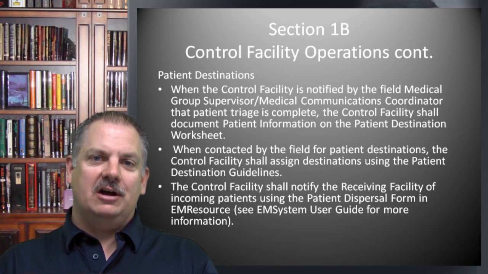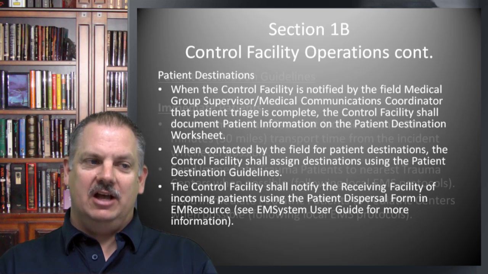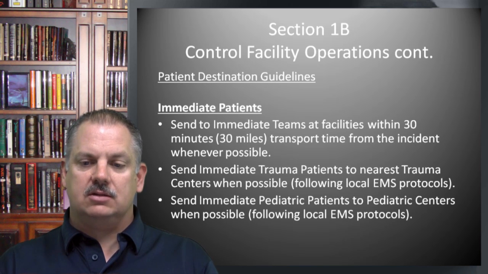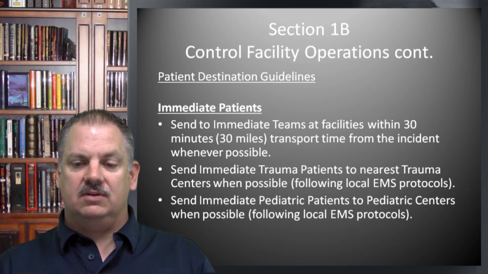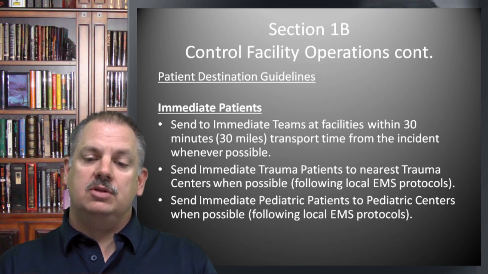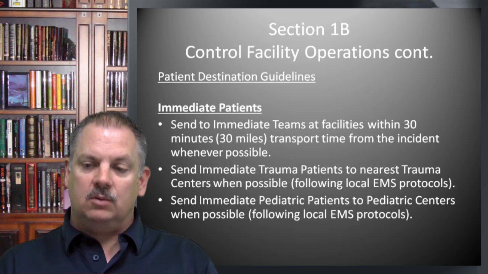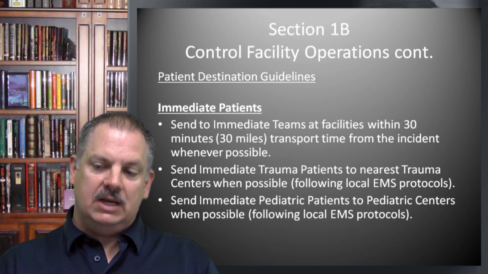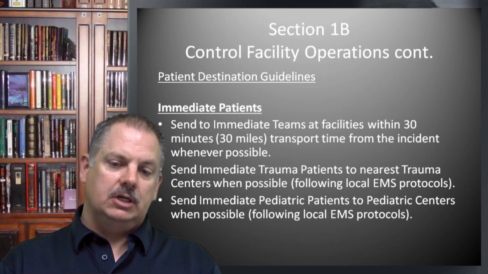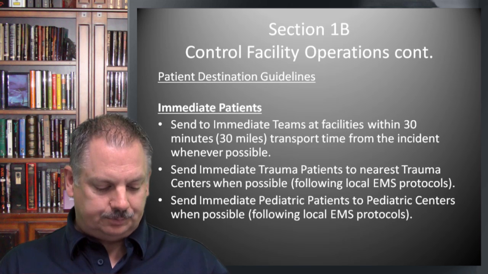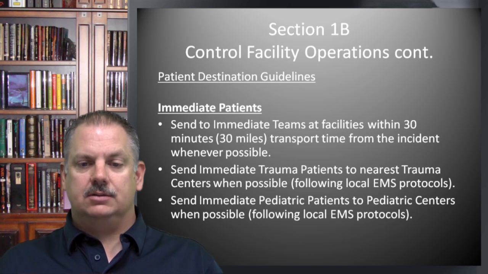Now we know in our area that can be a big challenge at times. We have several locations where our responders are greater than 30 minutes or 30 miles away from a receiving facility. Preferably the immediate trauma patients go to the nearest trauma centers when possible, following your local EMS protocol. And then immediate pediatric patients should go to pediatric centers, which again is going to be a challenge for our areas, and we're aware of that. And so are the control facilities.